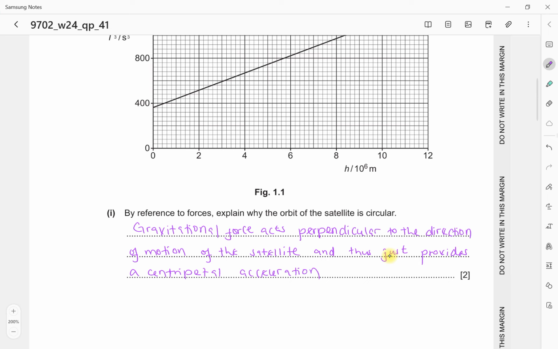So the acceleration of a body moving in a circle is the centripetal acceleration. I would have said just provides centripetal force. It's the same thing after all. Centripetal force is directly proportional to the centripetal acceleration. Okay.